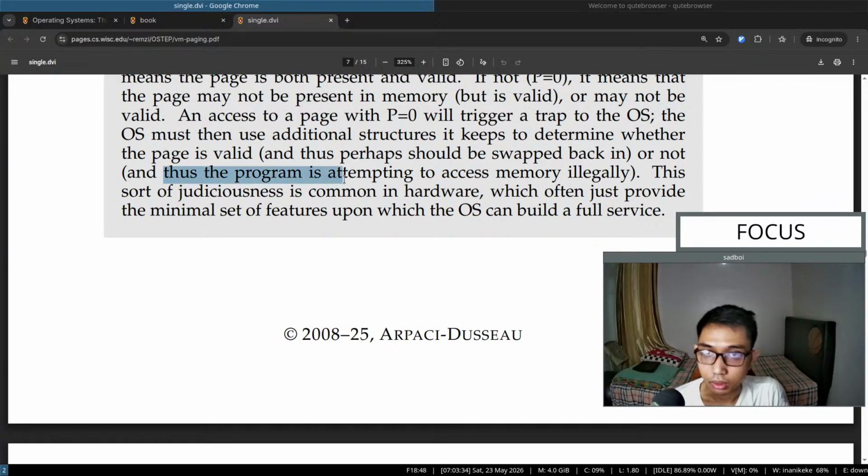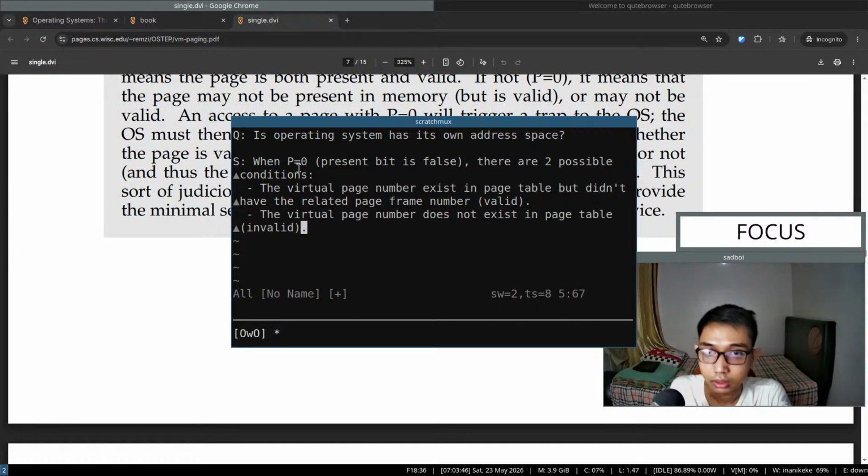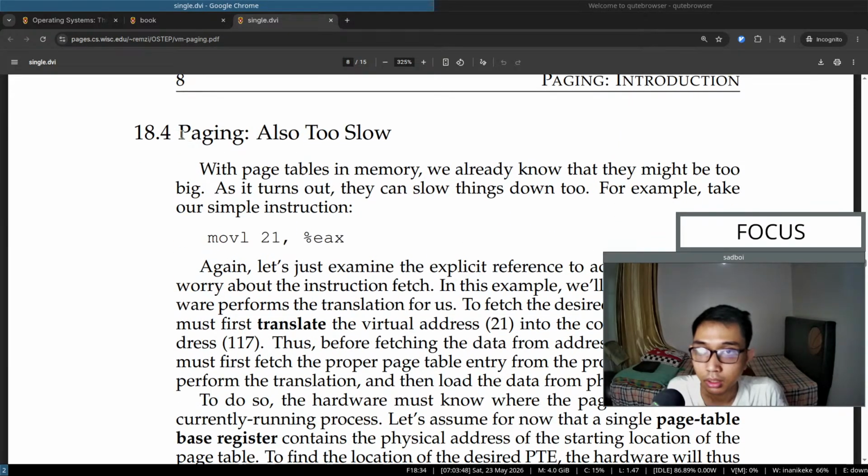Alright, this one. The program is attempting to access memory illegally. The second scenario here. Okay, paging also too slow. Oh, interesting. With page tables in memory, we already know that they might be too big. As it turns out, they can slow things down too.